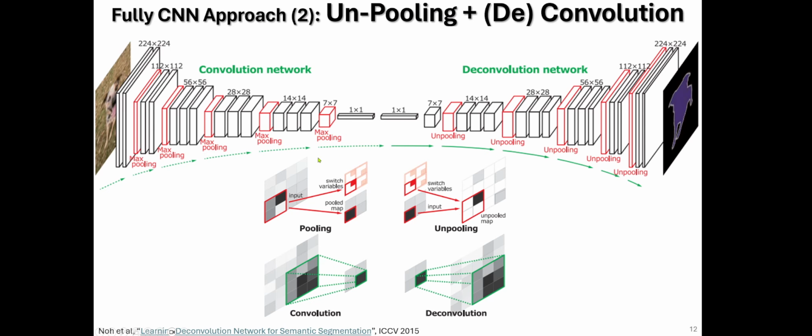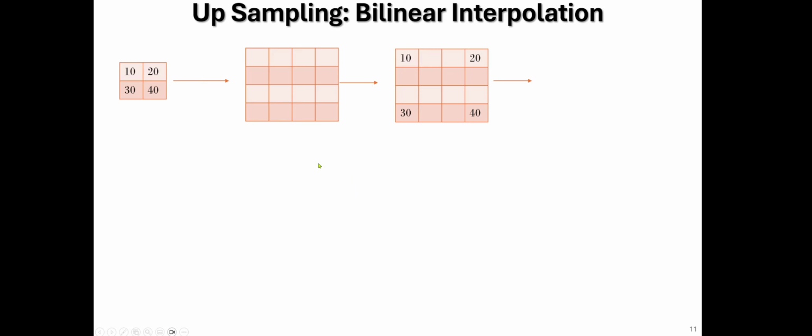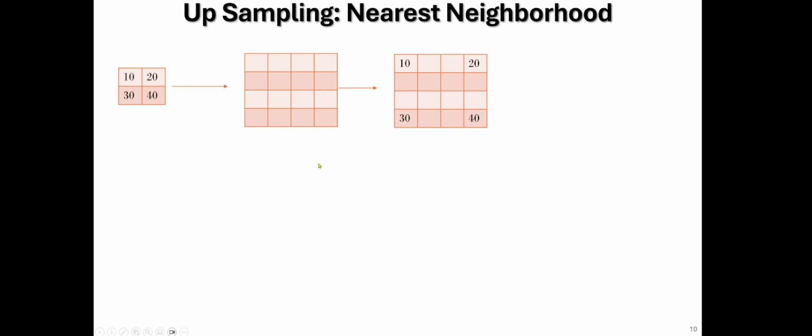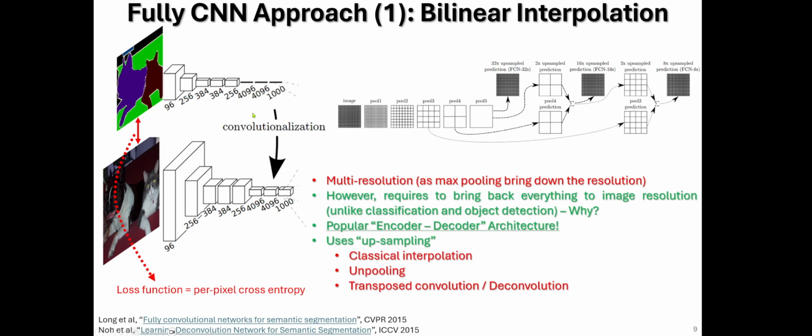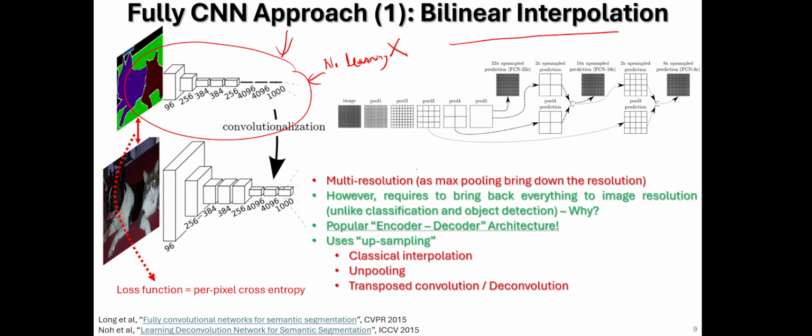Okay, and the problem with this approach, or let me go back to the initial slide. The problem with this approach is this particular part, there is only classical bilinear interpolation. Everything is done using bilinear interpolation and there is no learning. Absolutely no learning here. Only the back propagation happens in this case.